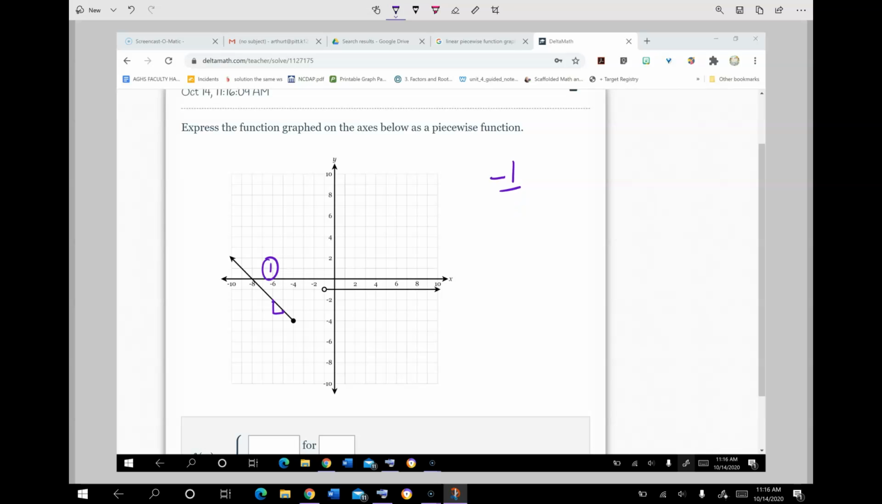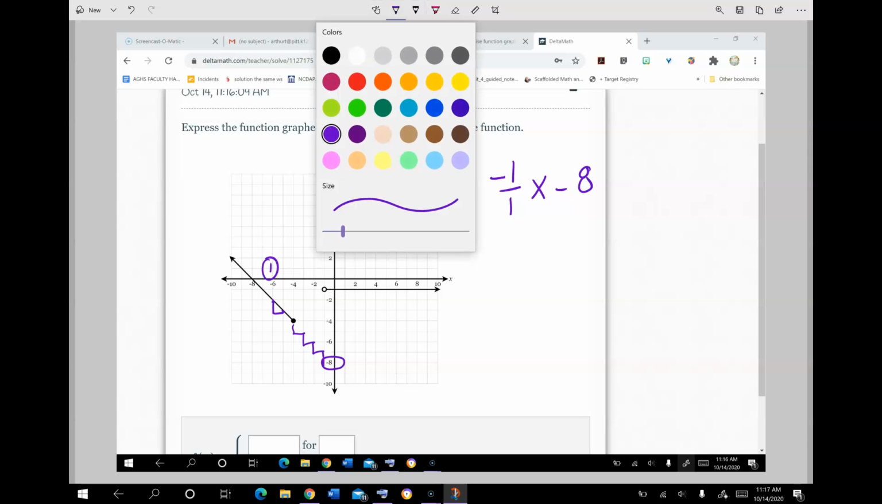I don't know why I put that x there. It's supposed to be a 1. And then the x is right here. This one doesn't cross the y-intercept, but we can make it cross the y-intercept by continuing the down 1 over 1, down 1 over 1, down 1 over 1, down 1 over 1 at -8. Okay? All right. Next one.